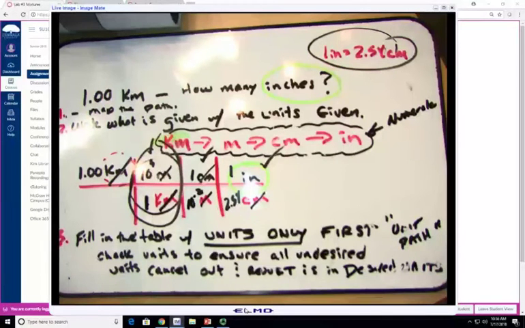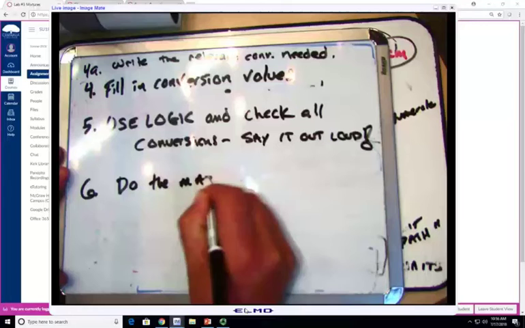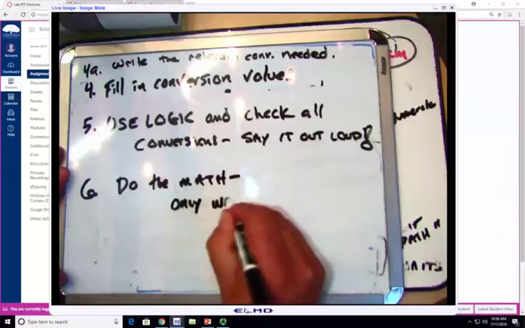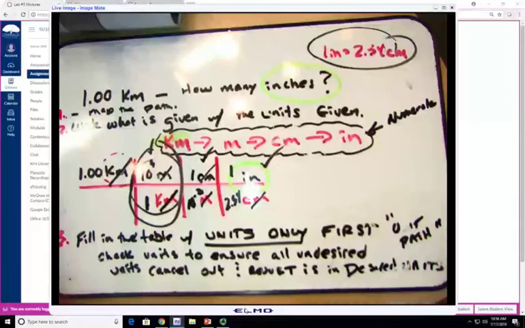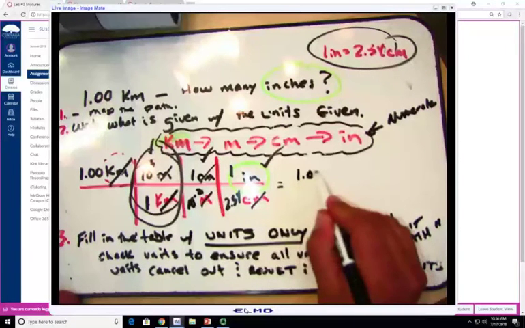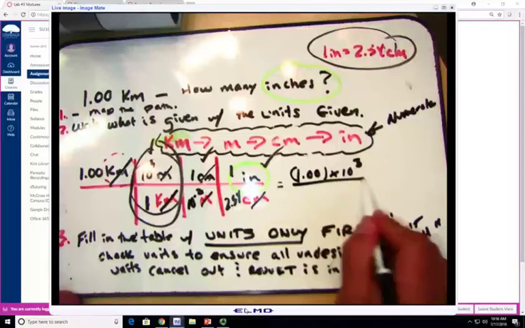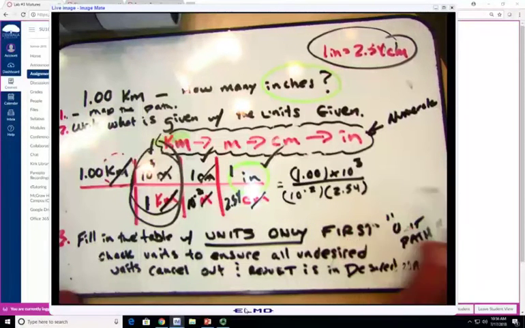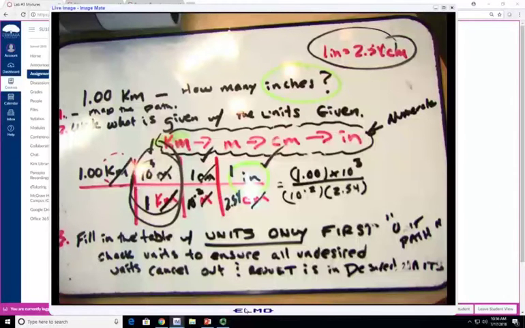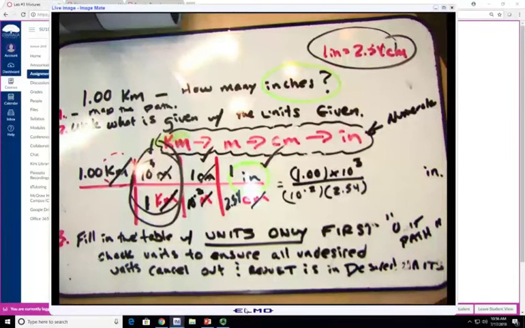So now, what do you do from here? That's step 6. Do the math. So, only write numbers now. So what does that mean? Only write the numbers. So I'm going to say equals 1.00 times 10 to the third divided by 10 to the minus 2 times 2.54. That's what I mean by only write the numbers. Leave all the units off now because you've already found your final unit and it's going to be in inches. So you could write it at the end if you want to not forget it.